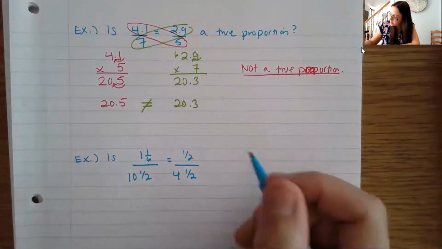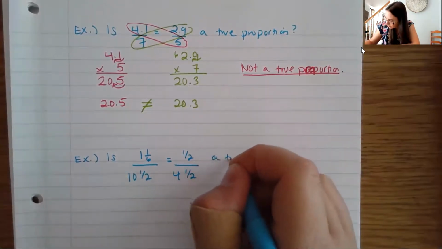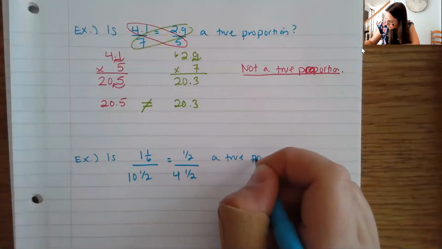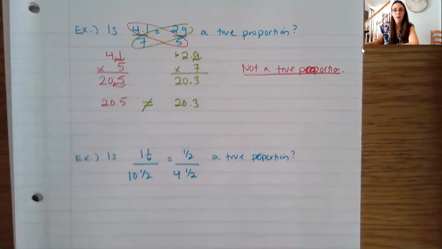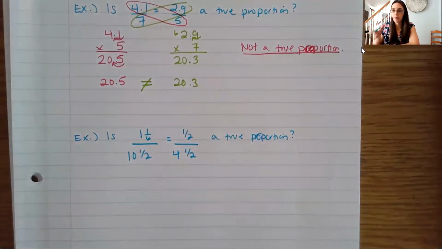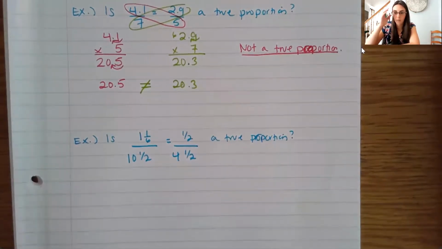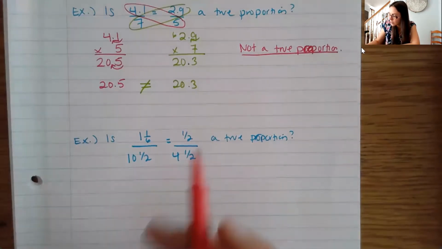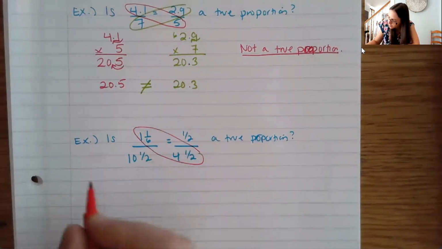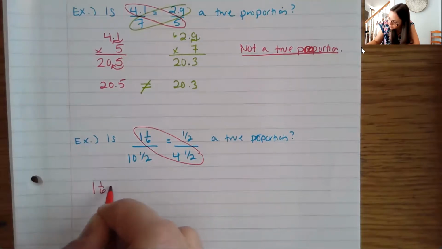So is this a true proportion? And again, this is one that I don't even want to think about trying to find some sort of multiplier or simplifier to make these two fractions equal. I'm going to go ahead and use my cross products here. So I'm going to go this way first. So I have 1 and 1/6 times 4 and 1/2.